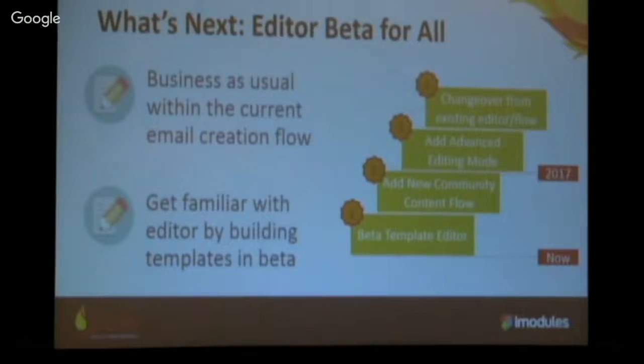What we don't want to do is create a lot of anxiety within your departments by shifting too quickly and replacing what you're familiar with with something new. The next step is we'll bring that new community content flow that I talked about into the beta template editor. Next, we'll bring on the advanced editing mode. And then, once we've determined that the client base is ready to make that transition, we'll do the changeover from the current editor to the new editor. In that way, we can make sure that, again, we're not pushing you too fast to make a change that you're not ready for.